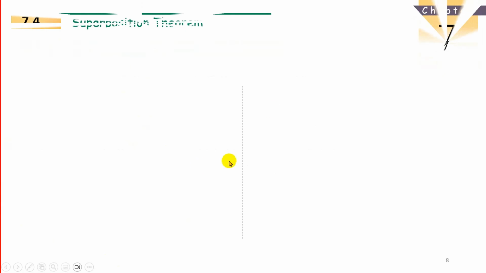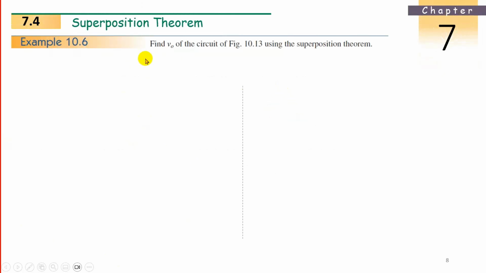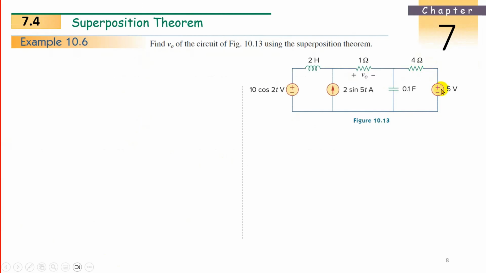Okay, one example is there. It is very important, so be careful. Find V0 of the circuit using the superposition theorem. What is the circuit? Check here. Where is the V0? Here. So the voltage across this resistance, we want to find with the superposition theorem.